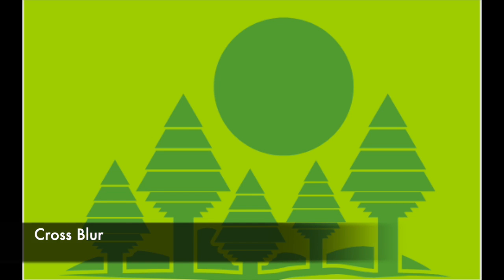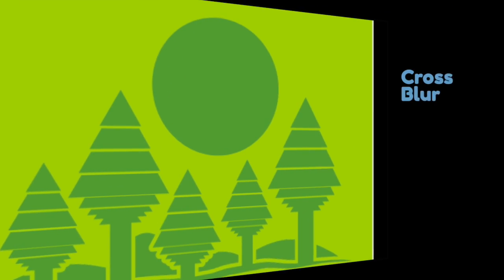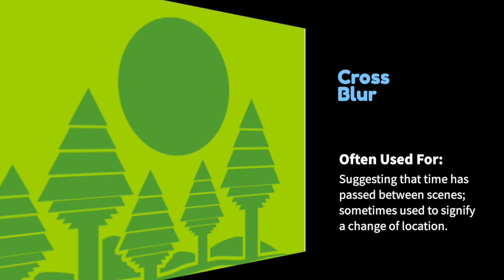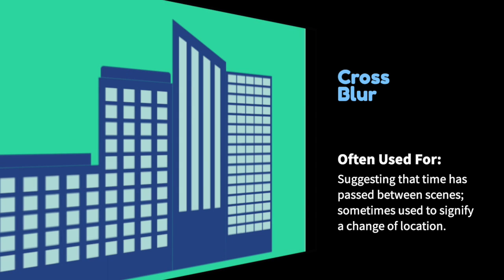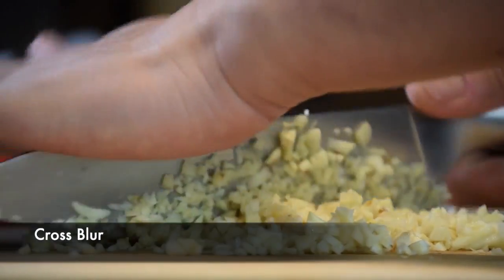In a cross blur, the video becomes blurry as the first shot dissolves. The focus returns after the second shot fades in. Cross blurs are often used to suggest the passage of time within a scene. They're also sometimes used to transition to a dream or fantasy sequence.